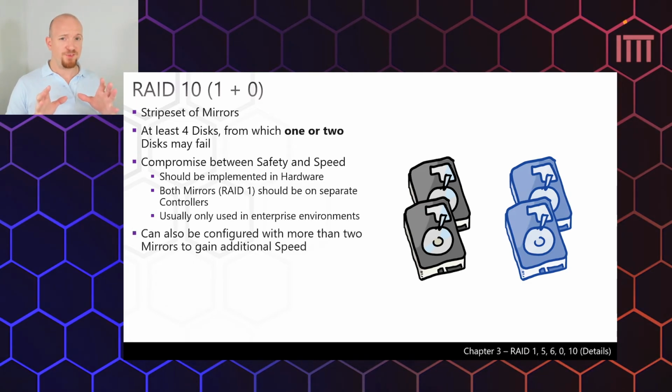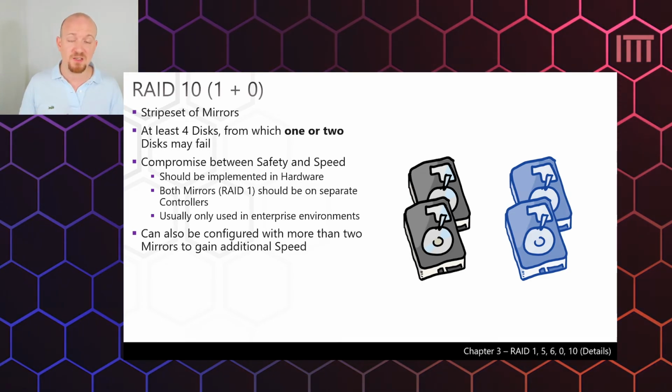This can also be configured with more than just 2 mirrors, because a RAID 0 can also contain more than 2 disks, so a RAID 10 may contain more than 2 mirrors. This would gain additional speed, but you would lose data safety.